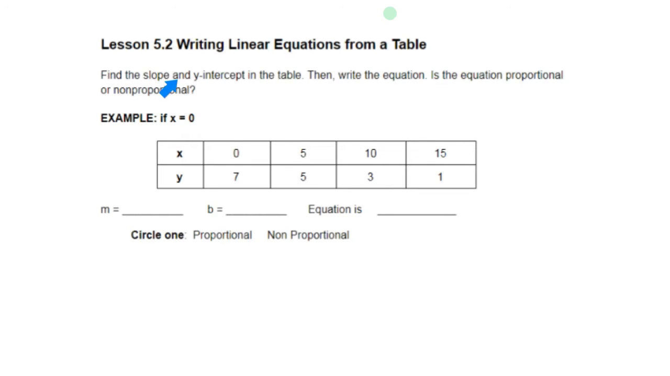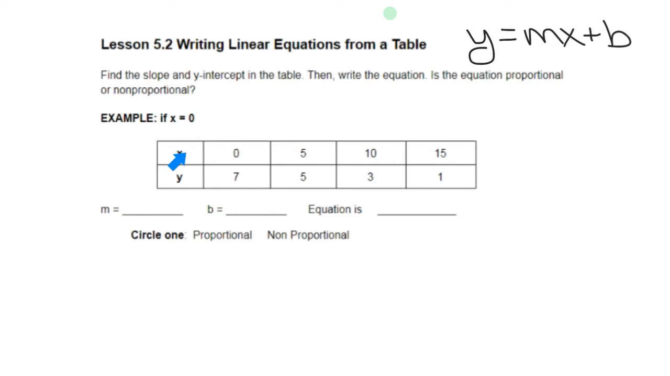It says find the slope and y-intercept in the table. Then write the equation. Is the equation proportional or non-proportional? So we're going to write this as a linear equation just like we talked about in class. That will look like y equals mx plus b, where m is your slope and b is your y-intercept.